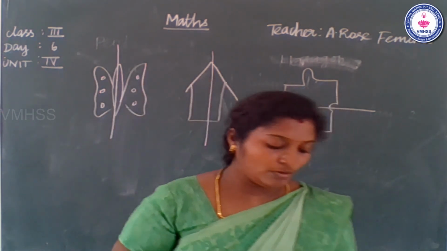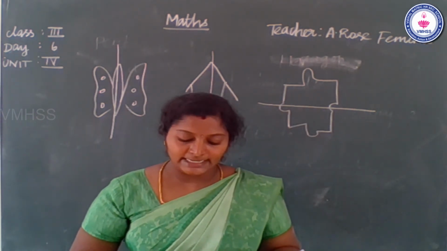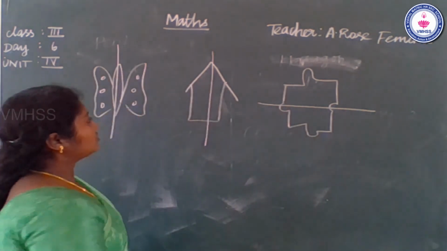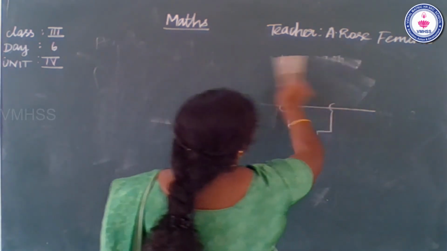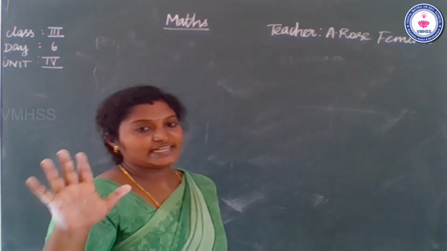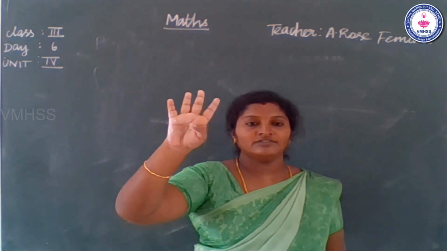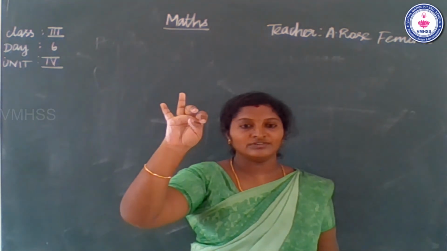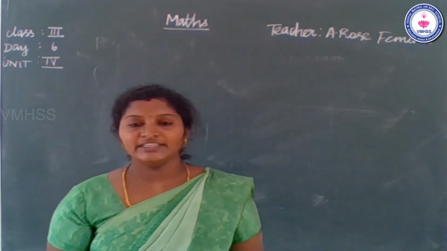Classify the objects as symmetrical or asymmetrical in the table below. Okay. First we identify which one is symmetrical and which is asymmetrical. Students, please identify, then you get the answer. Have time, okay. 5 seconds. 5, 4, 3, 2, 1, 0. Okay, so you identify this.